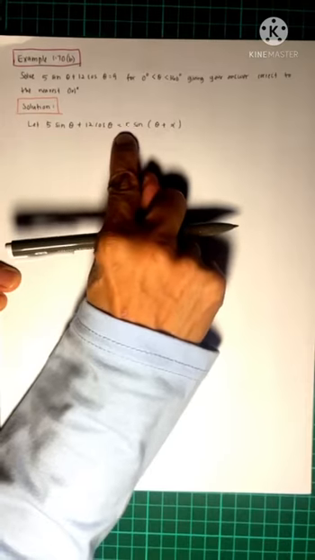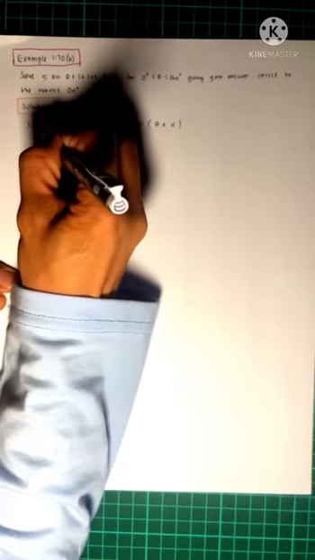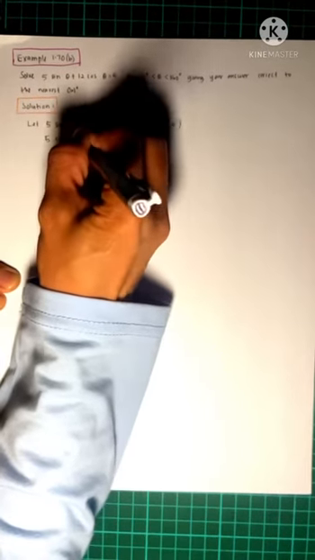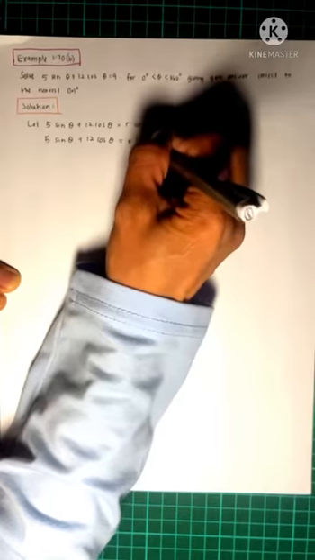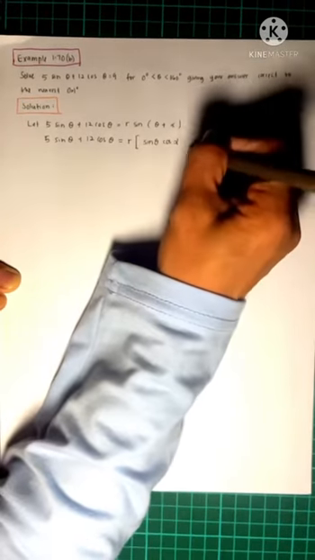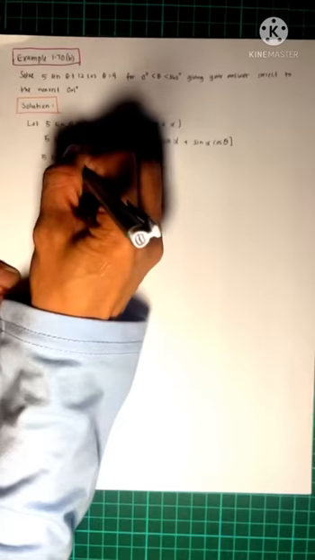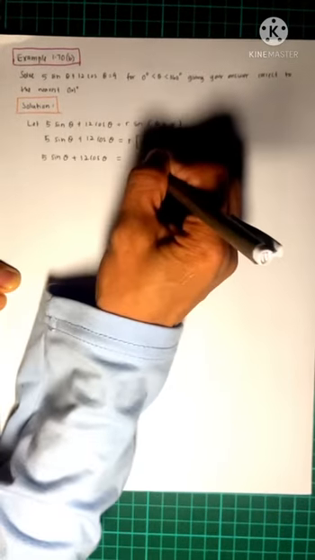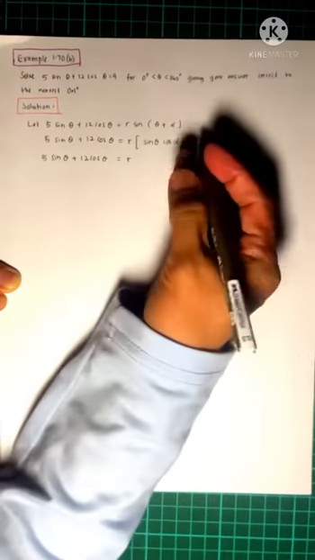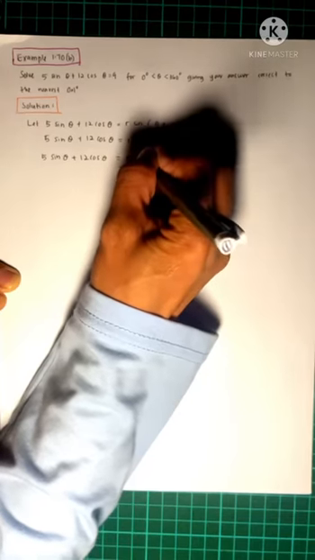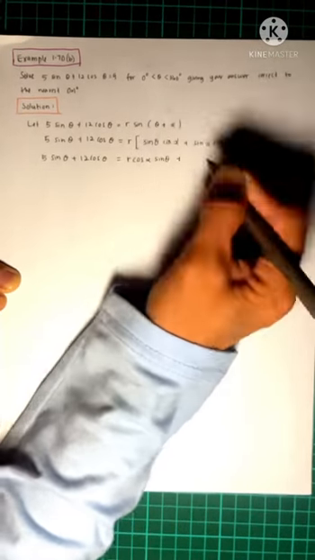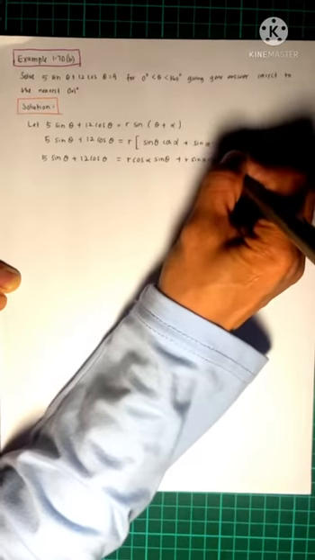Then kita akan expand R sin theta plus alpha ni. So kita akan dapat 5 sin theta plus 12 cos theta equal to R, put in the square bracket, sin theta cos alpha plus sin alpha cos theta. Kita expand lagi, R dah nak masuk, so kita akan dapat R cos alpha sin theta plus, ni kita dah nak masuk, so kita akan dapat R sin alpha cos theta.